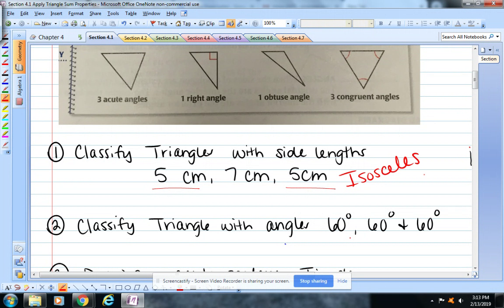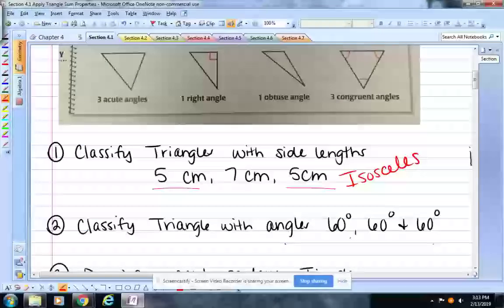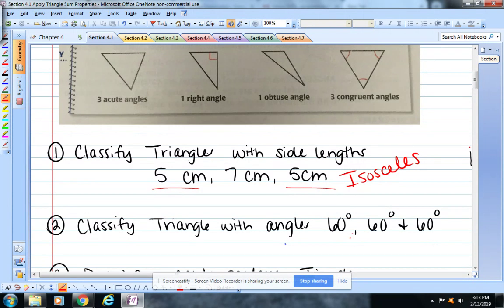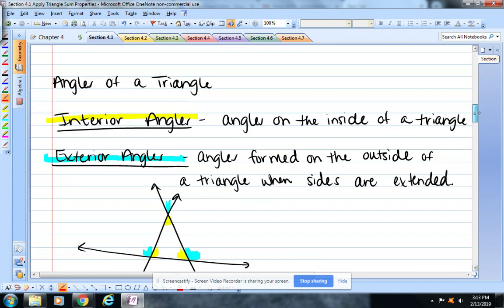Okay, so the next one gives 3 angle measures, 60 degrees, 60 degrees, and 60 degrees. Notice that they're all the same. So this would be one that is equiangular. So since we're talking about angle measures, it's equiangular. All right, moving on down.